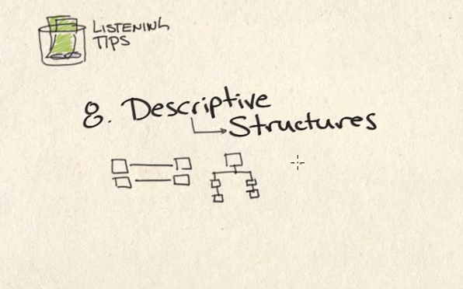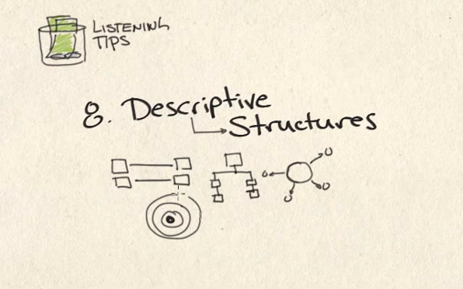Something could be a hub of information. So we have a central hub, and things radiate out from there in different directions to other points. Speaking of radiating, maybe we do have a central point, but it keeps expanding its circle of influence. So its influence keeps radiating out rather than inward. So we want to listen for these colorful descriptive structures.